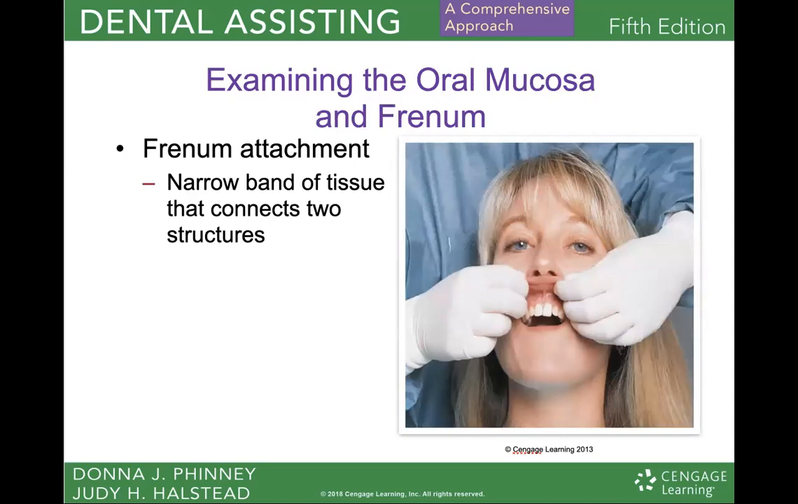Here we see a clinician examining the oral mucosa and frenum of a patient. The frenum attachment is that narrow band of tissue that connects the lips and the gum tissue. And we see that here is that vertical line. You want to make sure that the attachment isn't too large. And sometimes if it is, it can cause issues with speech. And sometimes that is removed or adjusted.